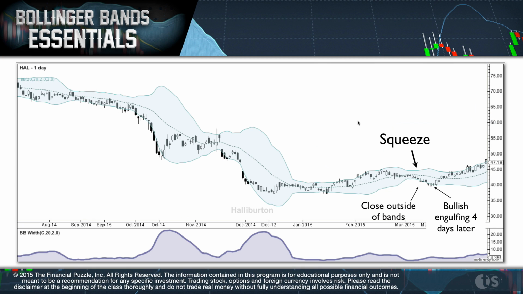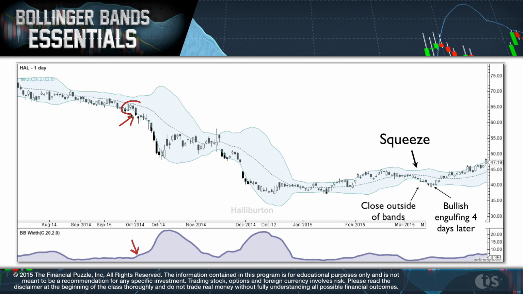Now let me show you a head fake example on Halliburton. The scaling on this one's a little bit off, just simply because we had about a 50% drop in the stock. If you come to the left side of the chart, you see very, very low bandwidth back here in September coming into October. And the bands had actually started to expand before we got the squeeze set up here.